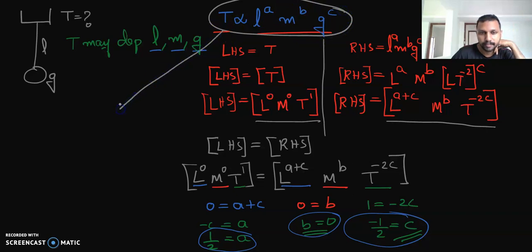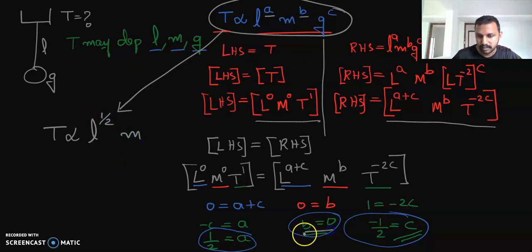If I substitute the values of A, B and C in this equation, I will get T proportional to L raised to, instead of A, we substitute 1 by 2. M raised to, instead of B, it is 0.